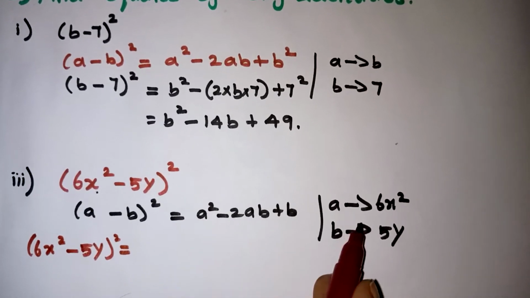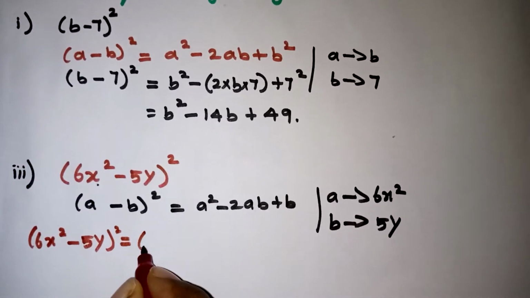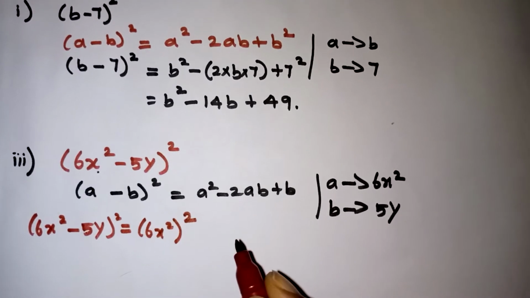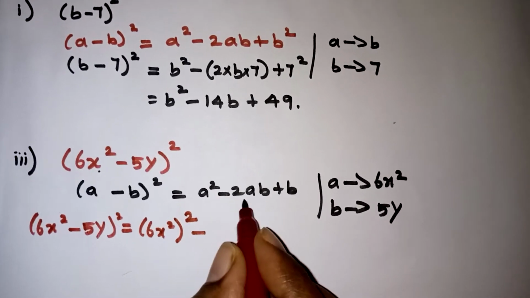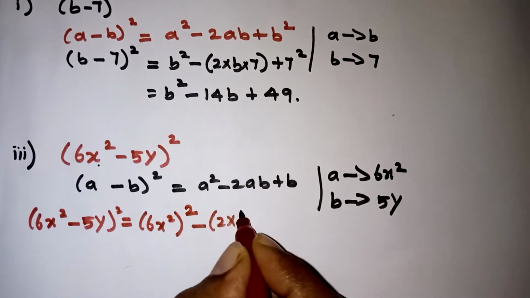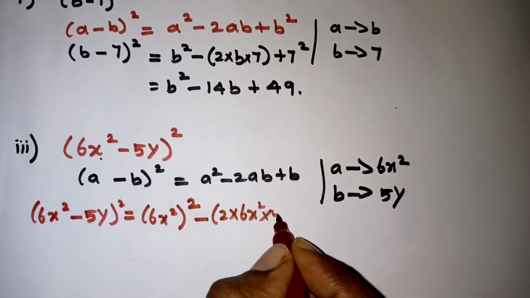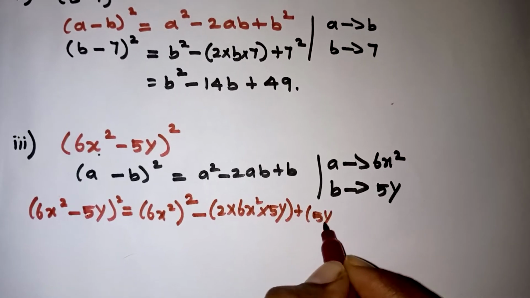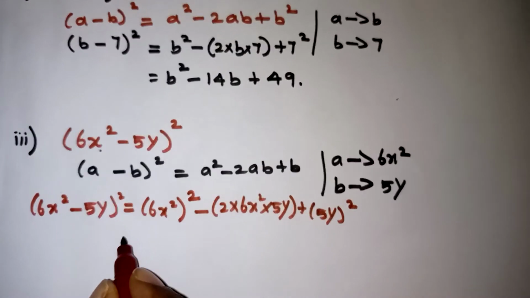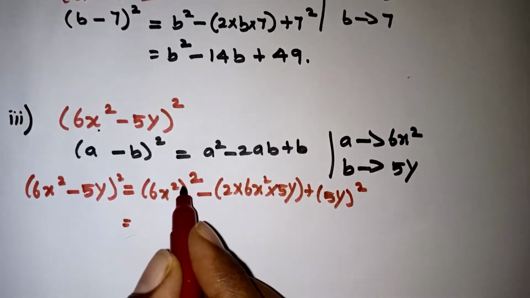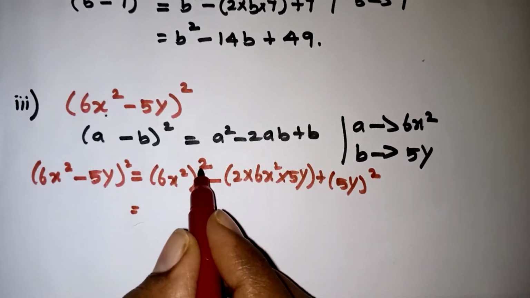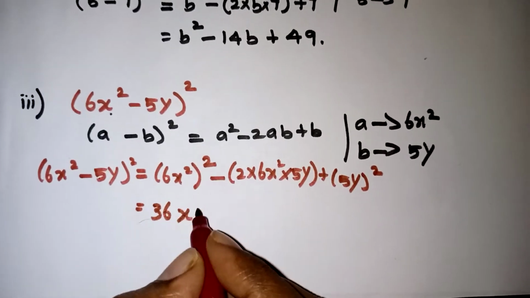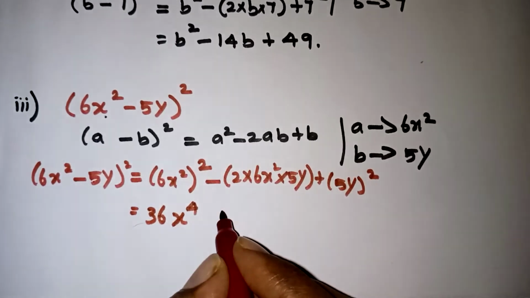First a squared, a should be replaced by 6x squared. So (6x squared) the whole square, and that 2 also you should write. Minus 2 into a into b, 2 into a value 6x squared, b value 5y. Plus b squared, b value is 5y, so (5y) squared we have to write. Now the square is common for the 6 as well as for the x squared. Squaring the 6, 6 6s are 36. x power 2 into 2 will give you 4. So 36 x power 4 should come.